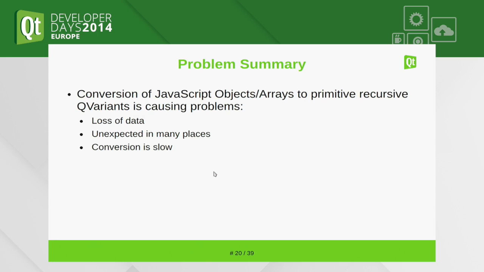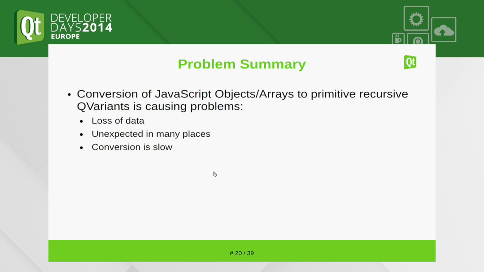We had quite a few bug reports around it. Fundamentally, it causes a loss of data. You lose the information that there was a JavaScript object behind it. You lose data inside those JavaScript objects that cannot be represented otherwise. And it is quite unexpected in some cases, with alias properties, for example.